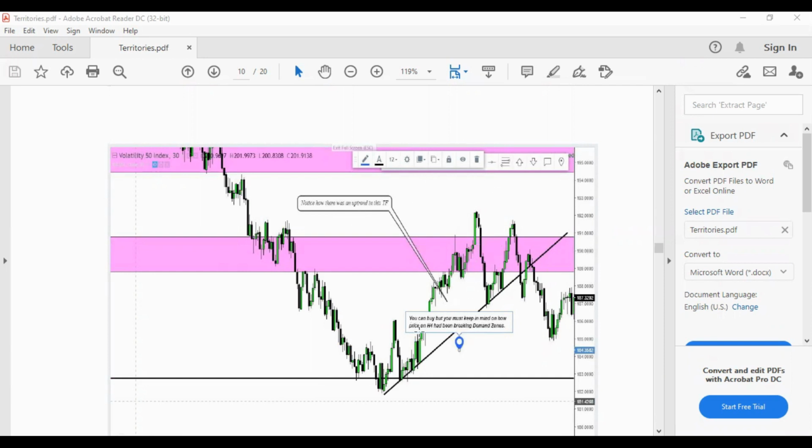So you can buy, but you must keep in mind how price on H4 has been violating or breaking the demand zones. So you can buy. So this is the most important thing. When you are trading, make sure that you see what the other time frame, the bigger time frame, is doing.